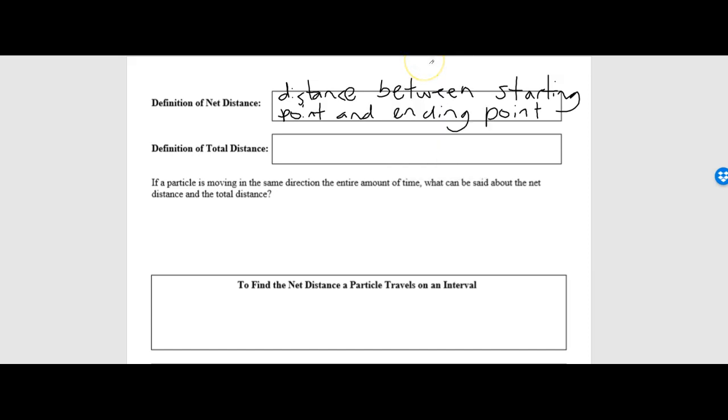Definition of total distance: the sum of all distances, regardless of direction. So you could say the sum of all distances traveled. And that's actually how we'll put it. The sum of all distances traveled, in parentheses, regardless of direction.